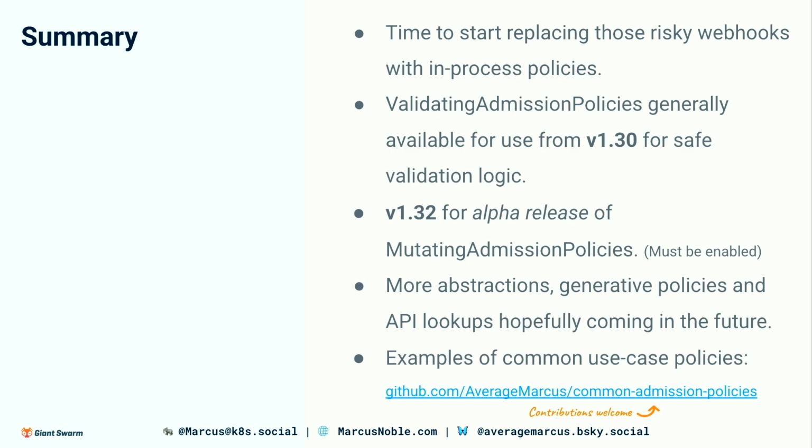As I said, validating admission policies are available to use now, as of version 1.30 they were introduced. 1.32 had the alpha release of the mutating admission policies, and as of 1.33 that just got released, still not enabled by default yet, so you will have to manually enable them. So maybe not using those in production just yet, but please try them out and see if they will fit your use cases. Feedback to the community if not. And I expect some more abstractions and tooling around this to create an easier way of creating these policies.